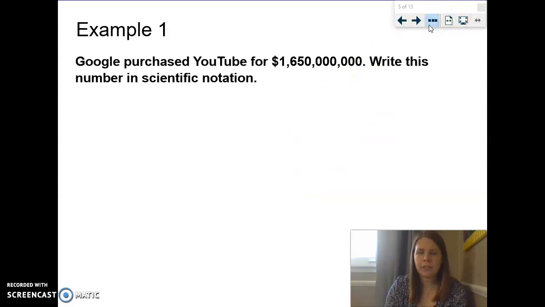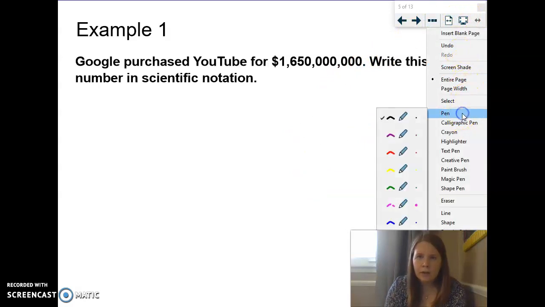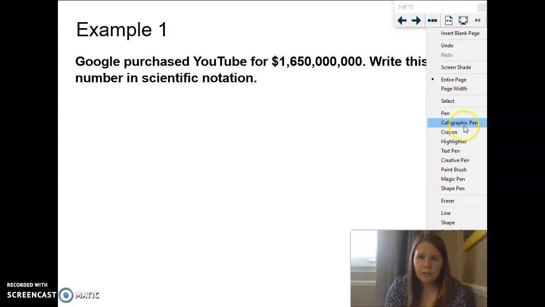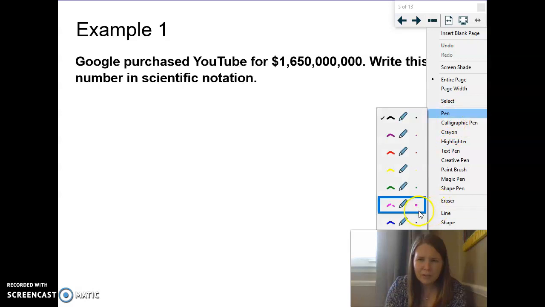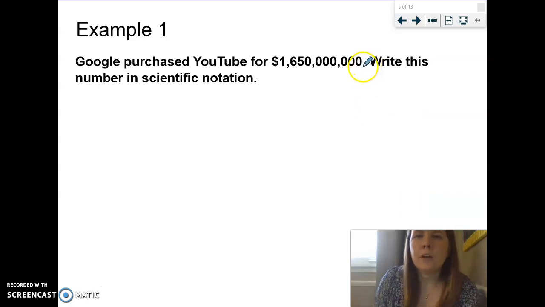I'm also going to change my pen color here. Let's do something bright. Yellow doesn't usually show up very well, so let's go pink. So I'm going to count how many spots it takes to move this decimal over. I want to make sure though that my factor is somewhere between 1 and 10. If I was to leave my decimal right here, I'm left with 16.50000000, and that is not between 1 and 10. So I'm going to want my decimal right here.